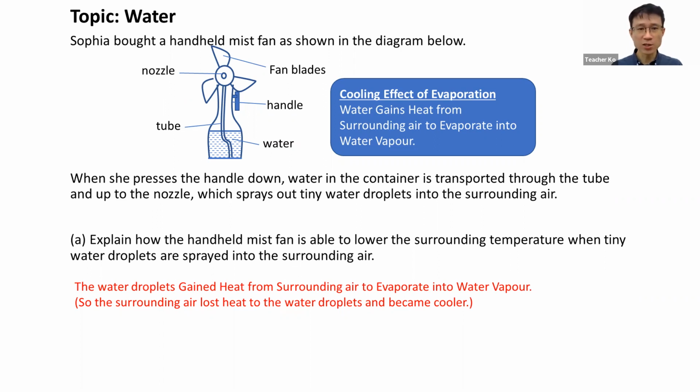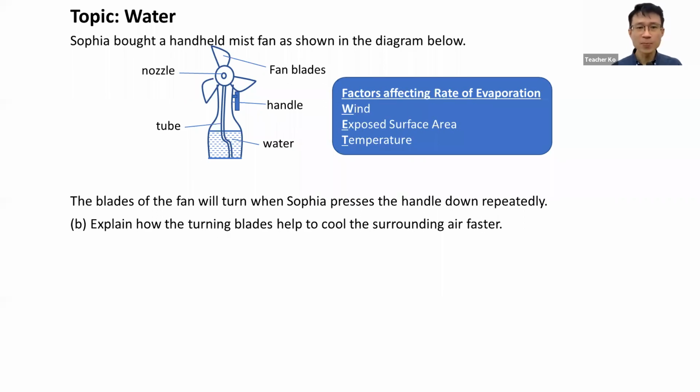Now let's take a look at part B. Explain how turning blades can help to cool the surrounding air faster. Now, to do this, we look at the factors affecting the rate of evaporation. If the water can evaporate faster, won't it gain heat faster and turn into water vapor faster? And therefore, the surrounding air will lose heat faster, right? So the three factors affecting the rate of evaporation are wind, exposed surface area, and temperature.